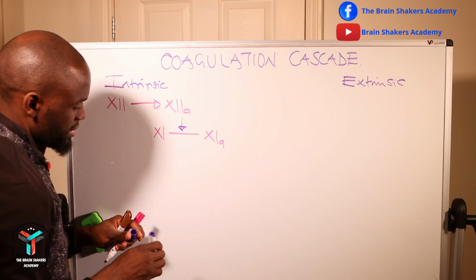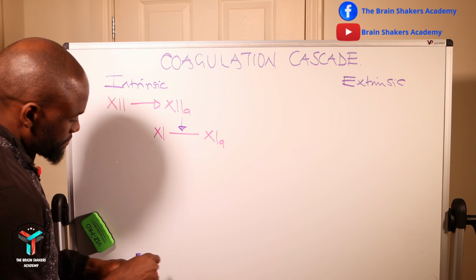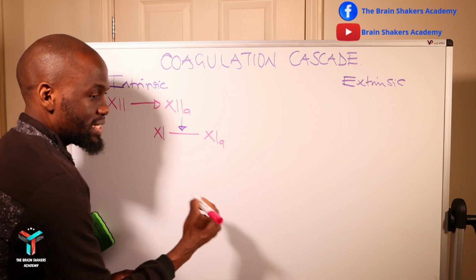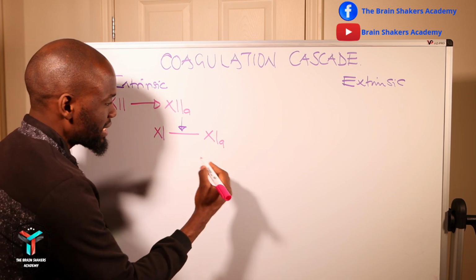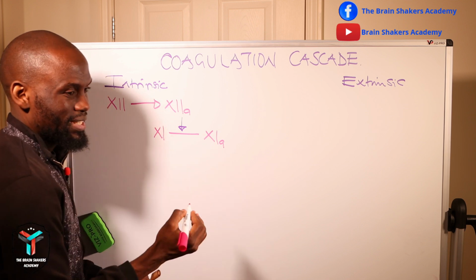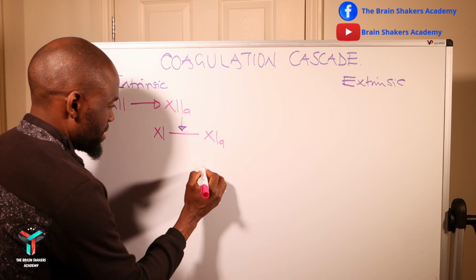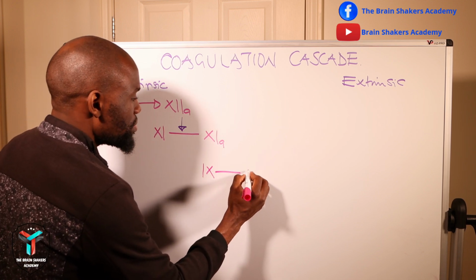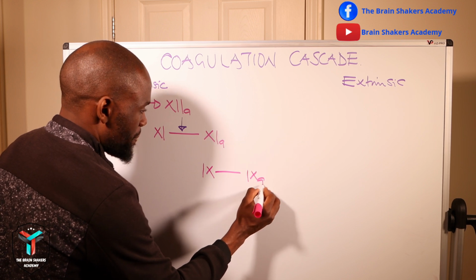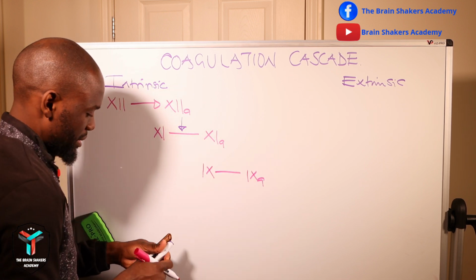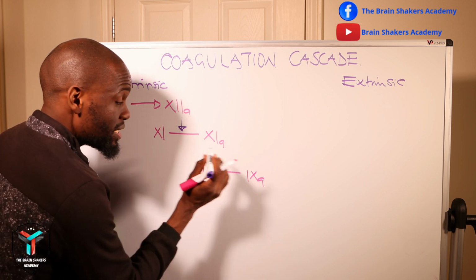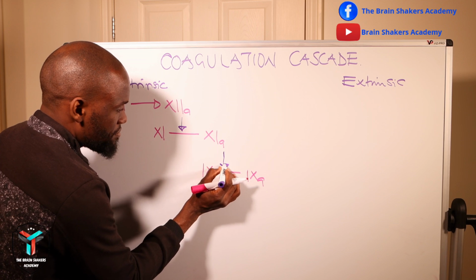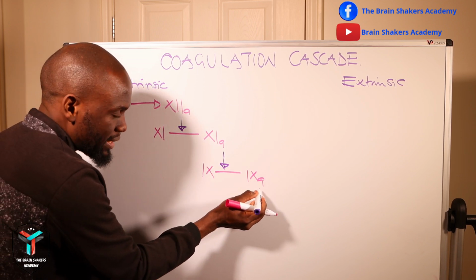what is facilitating that. And then when you look at factor 11A, it will then convert or facilitate the transformation or activation of not factor 10, but factor 9. So it will be factor 9 that will then be transformed into factor 9A. Because factor 11A has no capacity to change factor 10 into factor 10A, it skips factor 10 and then converts factor 9 into factor 9A.